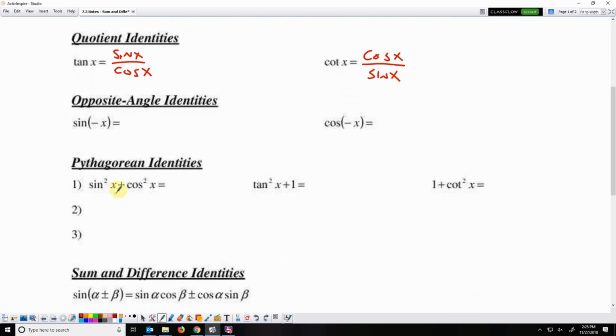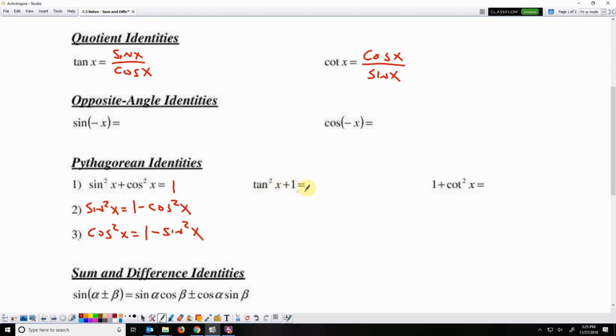Sine squared plus cosine squared is 1. Which means sine squared x is 1 minus cosine squared x, and cosine squared x is 1 minus sine squared x. So that's just a matter of moving cosine to the other side, or moving sine to the other side, and solving for the remaining one.